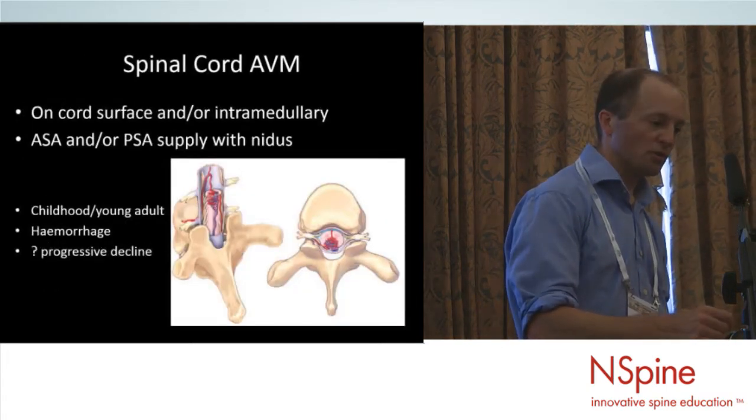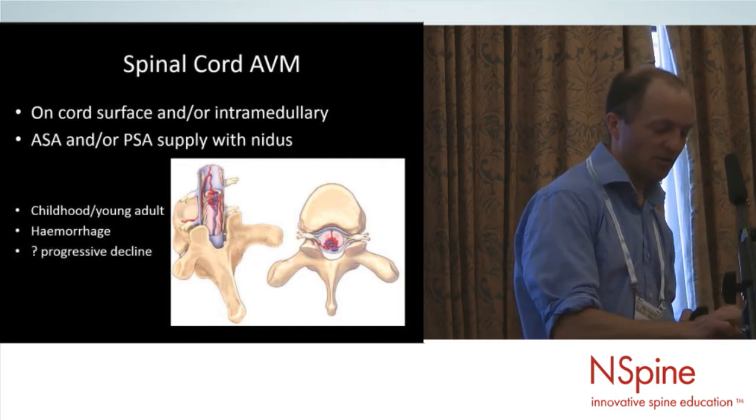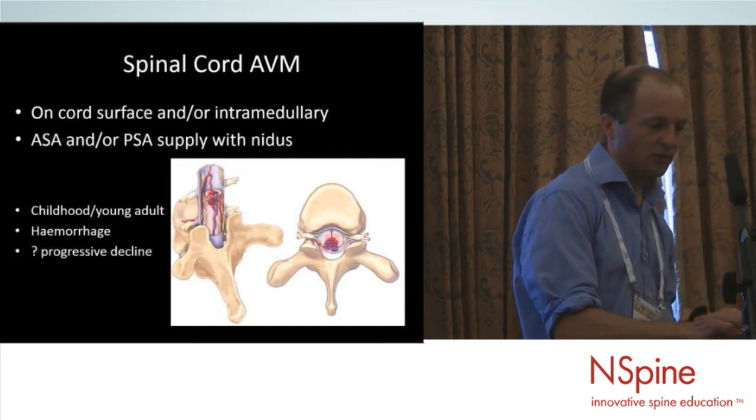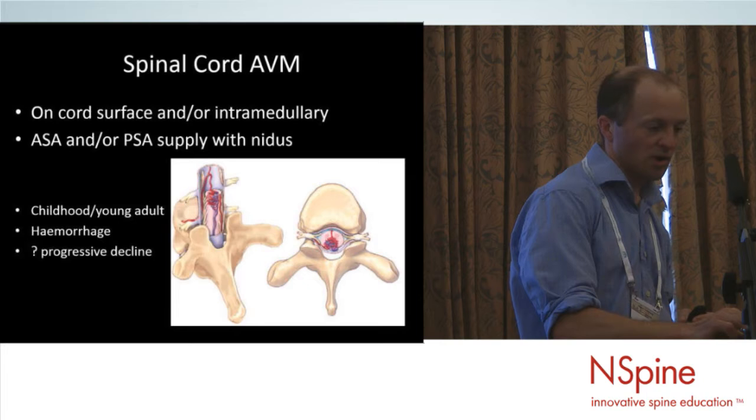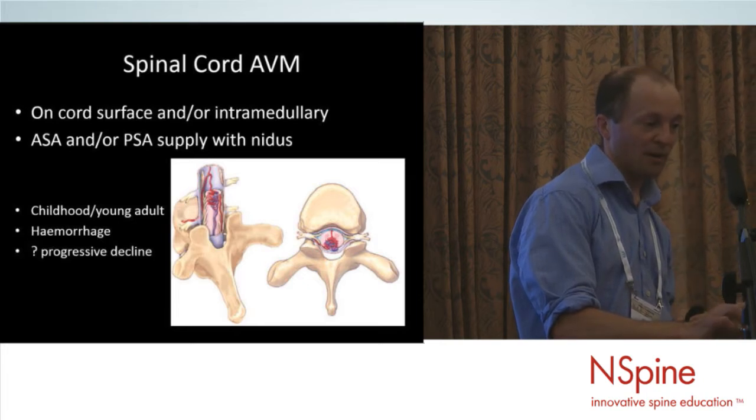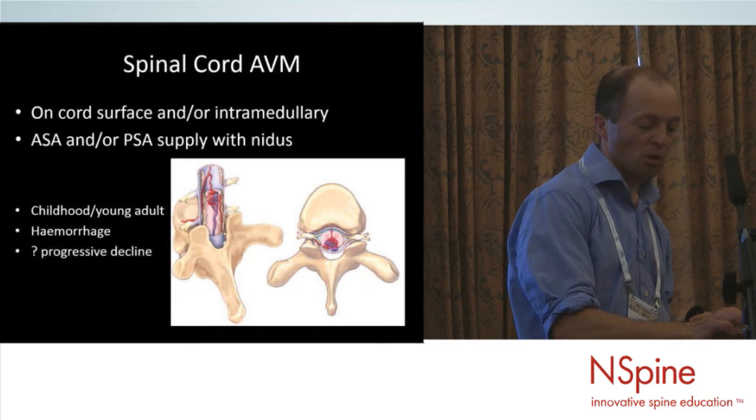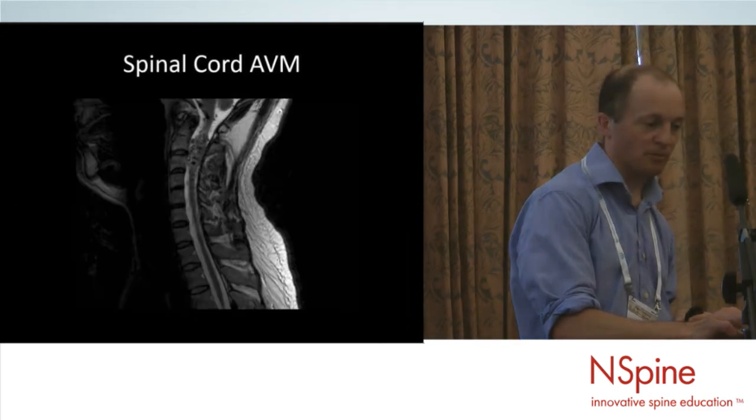So moving on to cord AVMs, you've said all this. The previous two speakers have shown these things very much. All I would say is they're always supplied by ASA or PSA, anterospinal or posterospinal contributors, with a nidus, either diffuse or compact, as we've heard.